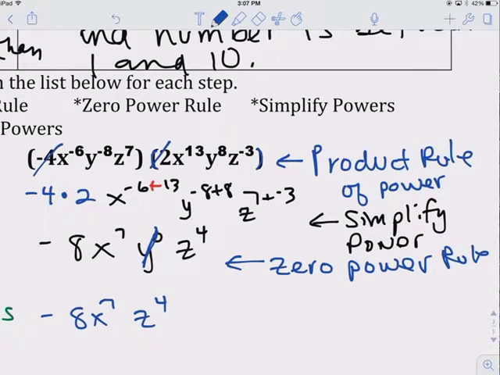Do we move that negative 8 down? No. You leave it like it is, right? Because that's a whole number. You only move negative exponents, not whole numbers.